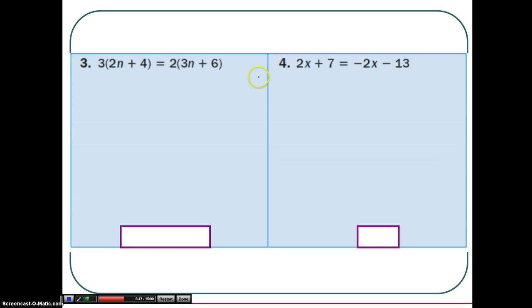Number 3 and 4. If you have not solved these yet, please pause the video. Number 3, you have two distributive properties that I need to do first.